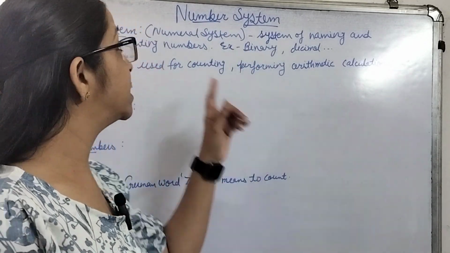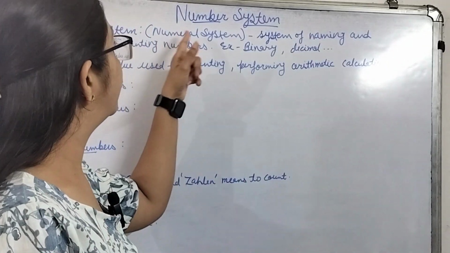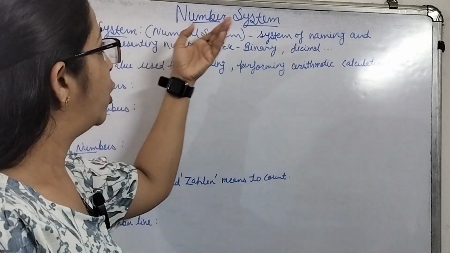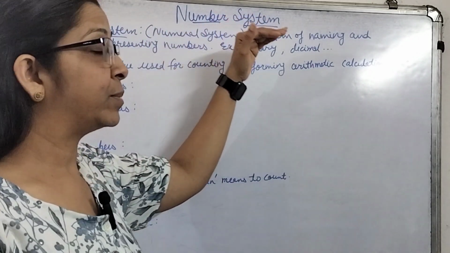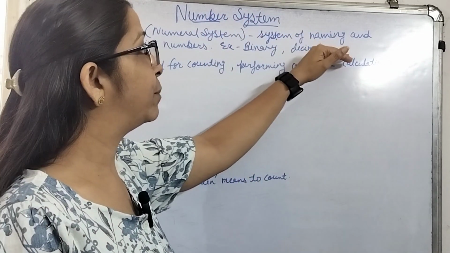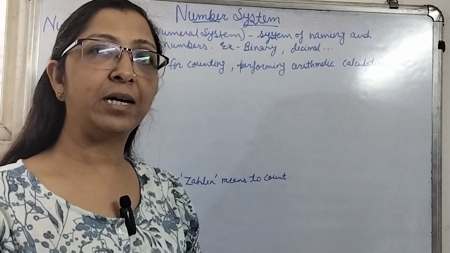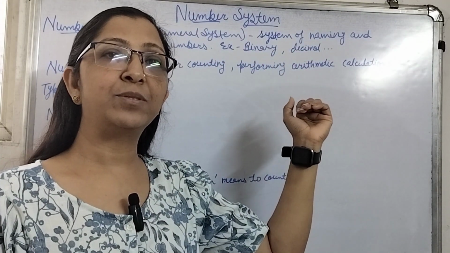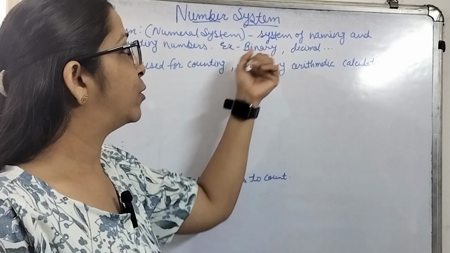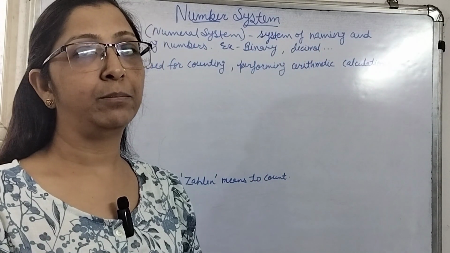First of all, what is a number system? A number system is also known as a numeral system, and it is a system of naming and representing numbers. By this system we are representing the numbers and naming the numbers. In maths there are many types of number systems, like the binary number system and the decimal number system. All these are types of number systems for representing and naming numbers.